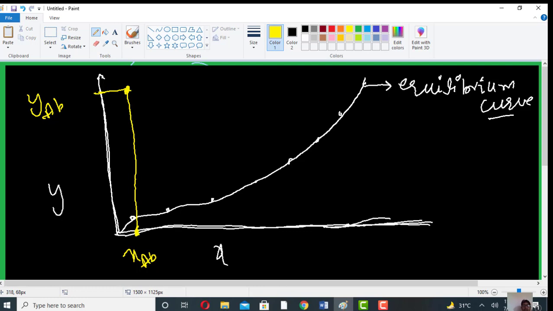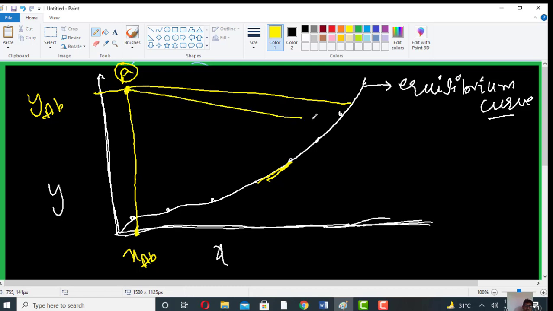Then in step number 2 we find the bulk concentration. Suppose this is at point A. Then in step number 3 we will find the slope of the line. Now in step number 3 we will connect this point with this equilibrium curve. Then how can we connect this point? We can connect this with this type.